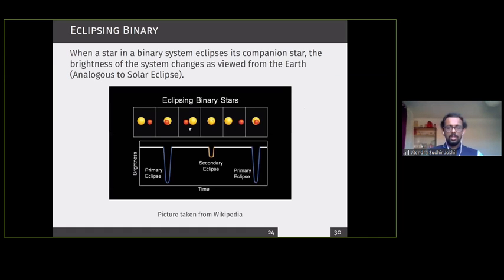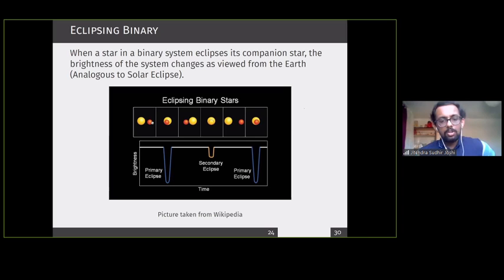So my bachelor's project was on eclipsing binaries. Just like in a solar eclipse, the moon comes in between Earth and Sun, so the brightness of the sun decreases. This is what we observe, but instead of moon and sun, imagine two different stars. So we have this star and we have another smaller star.